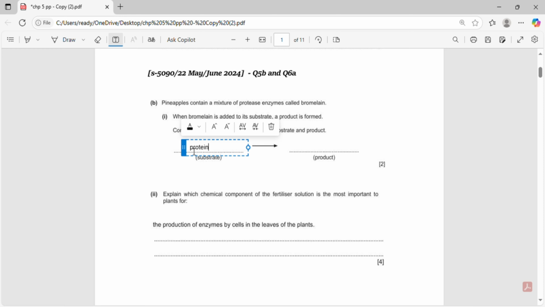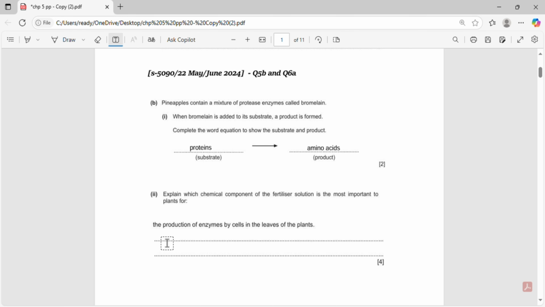We'll write that the substrate is protein and the product is amino acids, since protease enzymes break down proteins into amino acids. Now moving on to the next part of the same question. It asks, explain which chemical component of the fertilizer solution is the most important to plants for the production of enzymes by cells in the leaves.